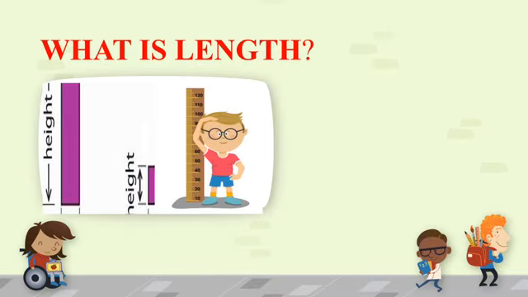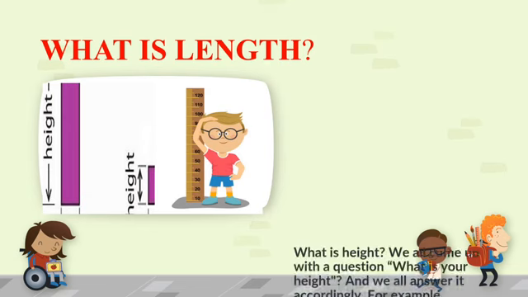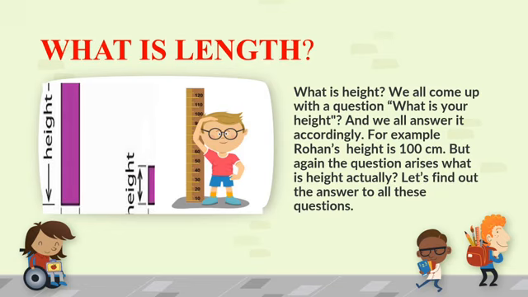So they are known as standard units of measurement. Now let's talk about what is length. But before that, let's talk about what is height. We all come up with the question, what is your height? And we all answer it accordingly. For example, here we see in the picture that Rohan's height is 100 centimeters. But again, the question arises, what is height actually? Can you see how the height has been measured here? Yes, in this way, in a standing position, right? He's standing and his height is measured in this way. Yes, how long he is. So let's find out the answer to all these questions.